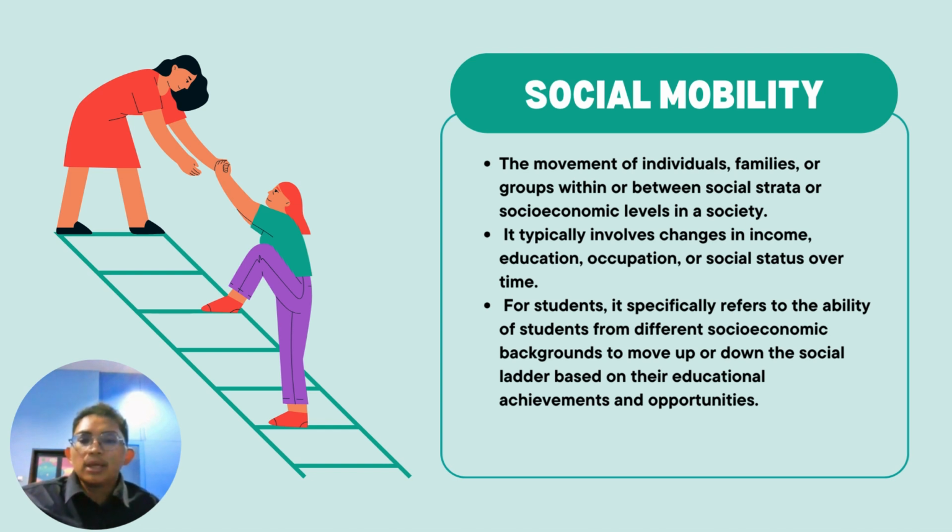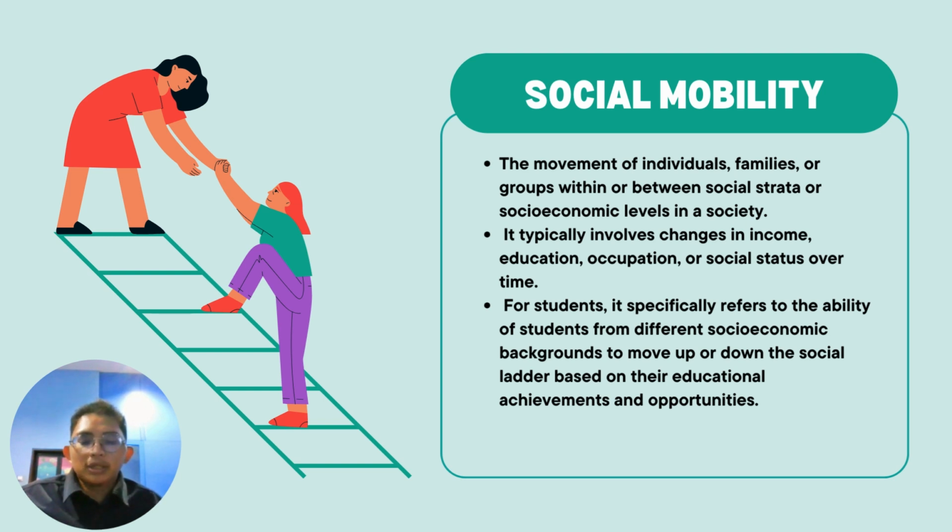That means in a society, there is a certain level or class assigned to each member based on their income, their cultural origins, their living locations, or anything such as that. It also typically involves changes in income, education, occupation, or social status over time. So social mobility happens over time, and it involves income, education, or occupation.